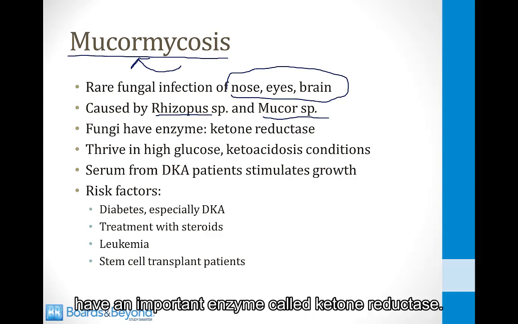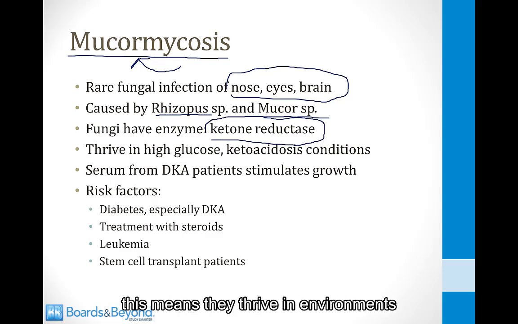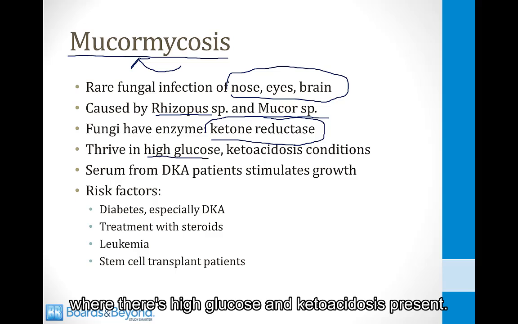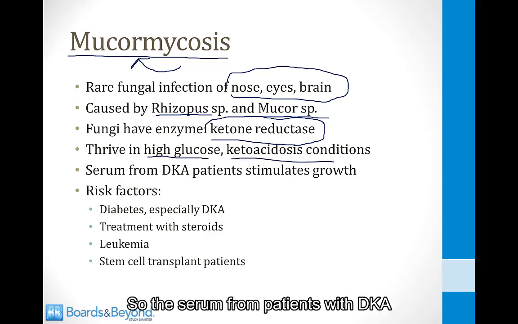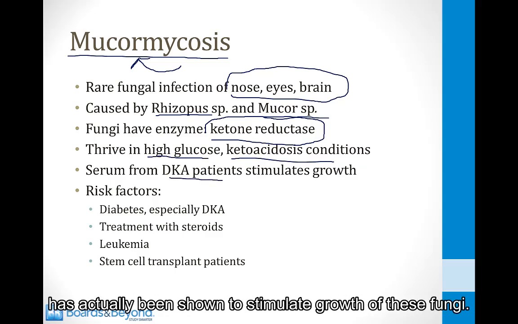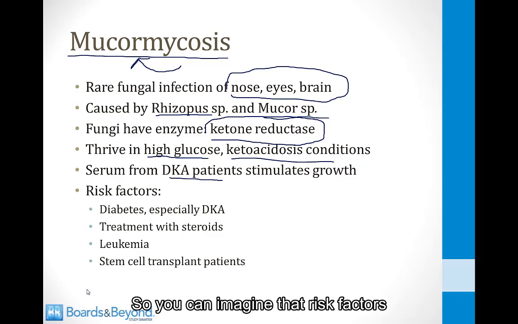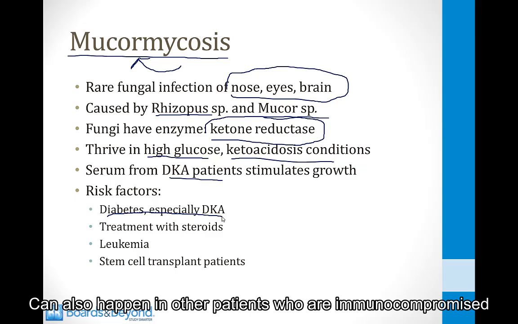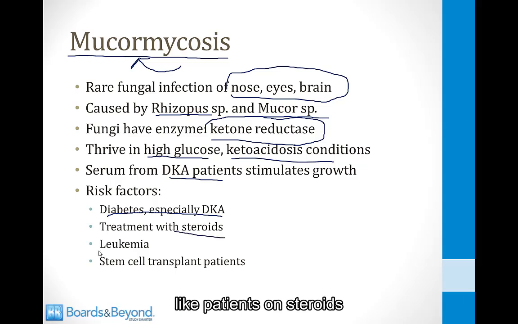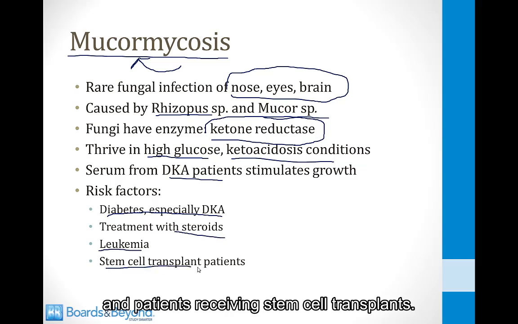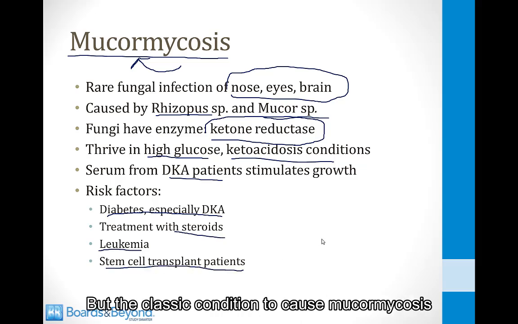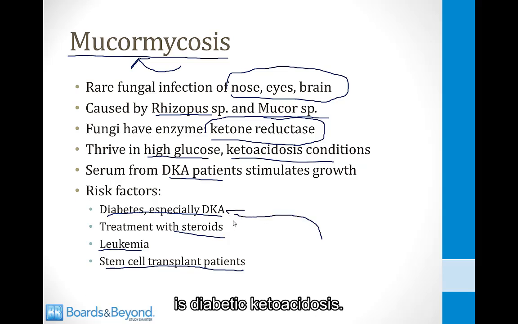Both of these fungi have an important enzyme called ketone reductase, and so as you can imagine, this means they thrive in environments where there's high glucose and ketoacidosis present. So the serum from patients with DKA has actually been shown to stimulate growth of these fungi. So you can imagine that risk factors for mucormycosis include diabetes, especially diabetic ketoacidosis. It can also happen in other patients who are immunocompromised, like patients on steroids, patients with leukemia, and patients receiving stem cell transplants. But the classic condition to cause mucormycosis is diabetic ketoacidosis.